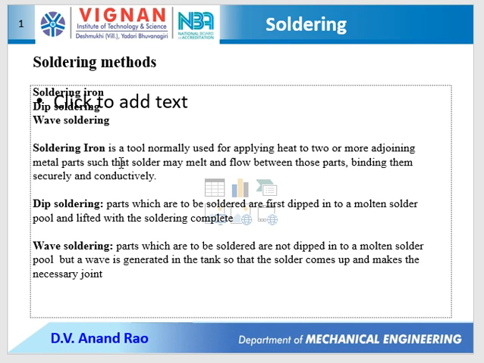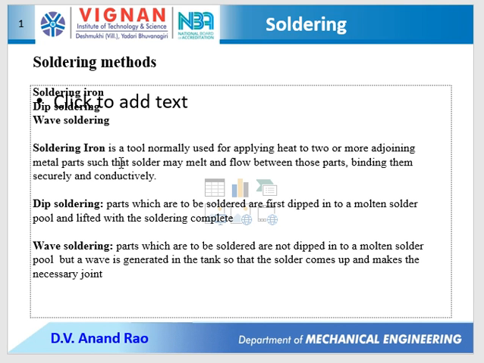Soldering iron is a tool normally used for applying heat to two or more adjoining metal parts, such that solder may melt and flow between these parts due to capillary action, binding them securely and conductively.